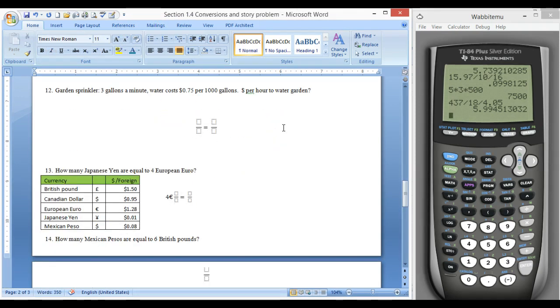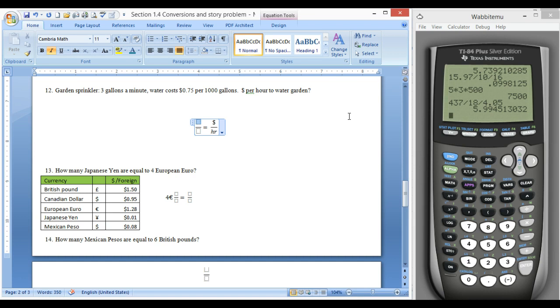A garden sprinkler sprinkles about 3 gallons of water per minute. Water costs 75 cents per 1,000 gallons. We want to know how much it costs per hour to water the garden. Well, there we go. Our roadmap is going to be dollars per hour. So I'm going to put dollars here, hours on the bottom, and because I'm starting with dollars on the top, I want to start with dollars on the top from the beginning.